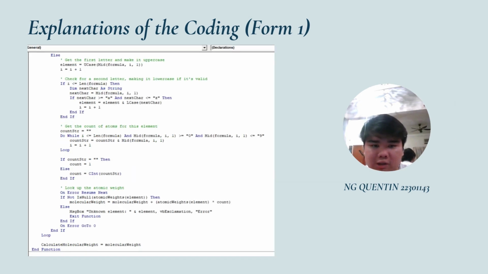This section of calculate molecular weight identifies elements and their atom counts from the formula. The code starts by extracting the element, ensuring the first letter is uppercase and appending a lowercase second letter if valid. It then reads digits following the element to determine the atom count, defaulting to 1 if none are found. Next, it uses the atomic weights lookup to find the atomic weight. If the element is recognized, it adds the weighted contribution to molecular weight. If the element is unknown, it shows an error message and exits the function. This logic ensures accurate parsing and error handling for chemical formulas, making the function robust and user-friendly.